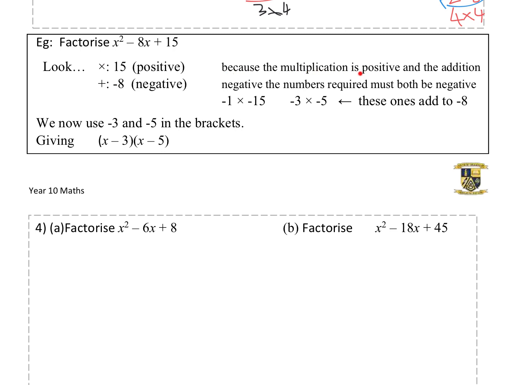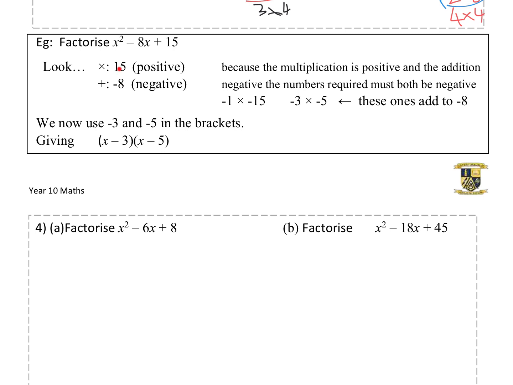Because the multiplication is positive, we're looking for two numbers which times to give positive, and the addition is negative, two numbers which add to give a negative, the numbers required must both be negative. That's the only way it's going to work. If you have a negative number and you multiply by a negative number, you're going to get a positive, so that works. And if you have a negative number and add another negative number to it, the answer will be negative. All other combinations, like a positive and a negative or two positives, won't get you what you want.